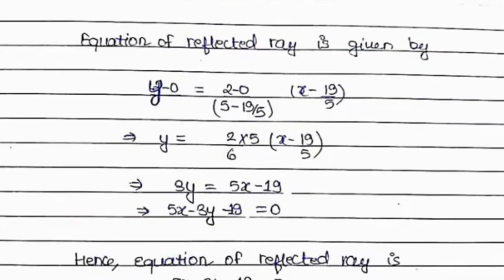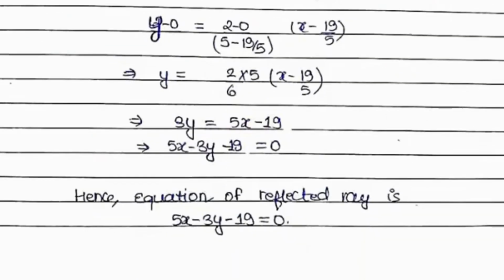Now we have to predict the equation of reflected ray. So one part of the question we have solved earlier, which was about the incident ray, and its equation we have calculated. Now we have to predict the equation of reflected ray. Now the equation of reflected ray in the similar manner is given as y minus 0 equals to 2 minus 0 upon 5 minus 19 by 5 into x minus 19 by 5. If we solve this, we will get 5x minus 3y minus 19 equal to 0. So this is the equation of reflected ray. So this was the first question.